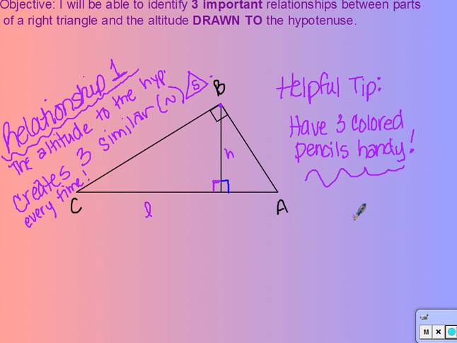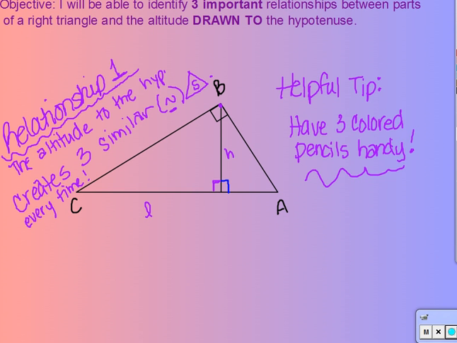All right, relationship number one says if you draw the altitude to the hypotenuse, it creates three similar triangles. There's a symbol for similar for those of you in additional math. It's three similar triangles every single time. Okay, so basically let's go and get our colored pencils and let's look at some things.